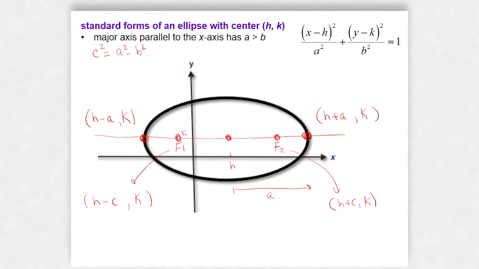Now, along the minor axis, I believe we were doing that in blue. If I sketch my minor axis, the distance from the center going up and down would be b units. So if I place my co-vertices here and here, notice the x-coordinate is h, but the y-coordinate would be k plus those b units and k minus the b units. So I'd write h, comma, k plus b, and h, comma, k minus b.